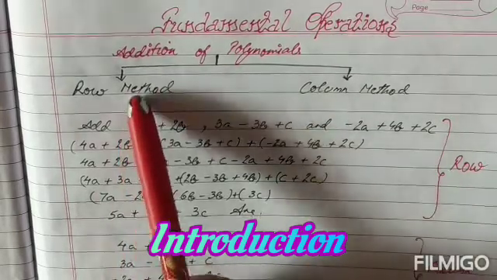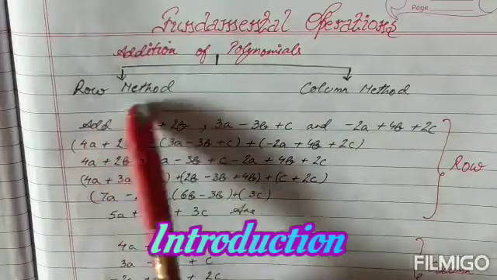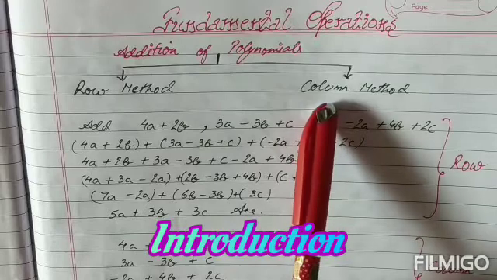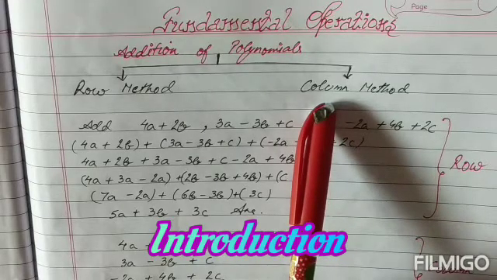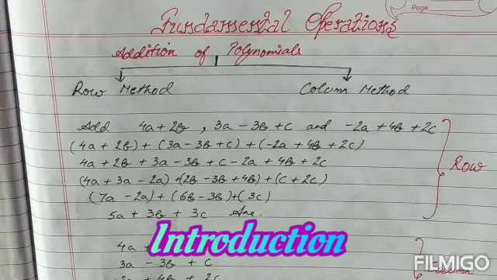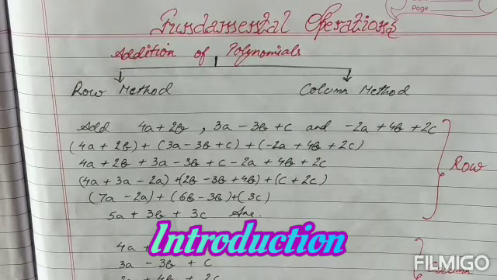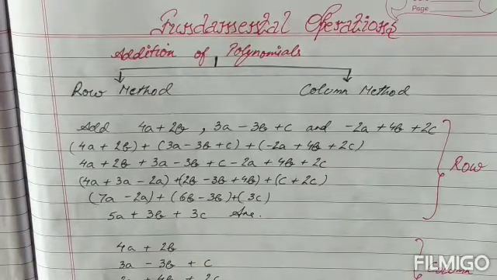Now, there are two methods. One is known as the row method and one is known as the column method. I'm going to teach you both of them today, and then which method you use for a question will depend upon you individually, which one you feel is easier and which one you feel you will be able to do easily. So according to that, you will take up the method.